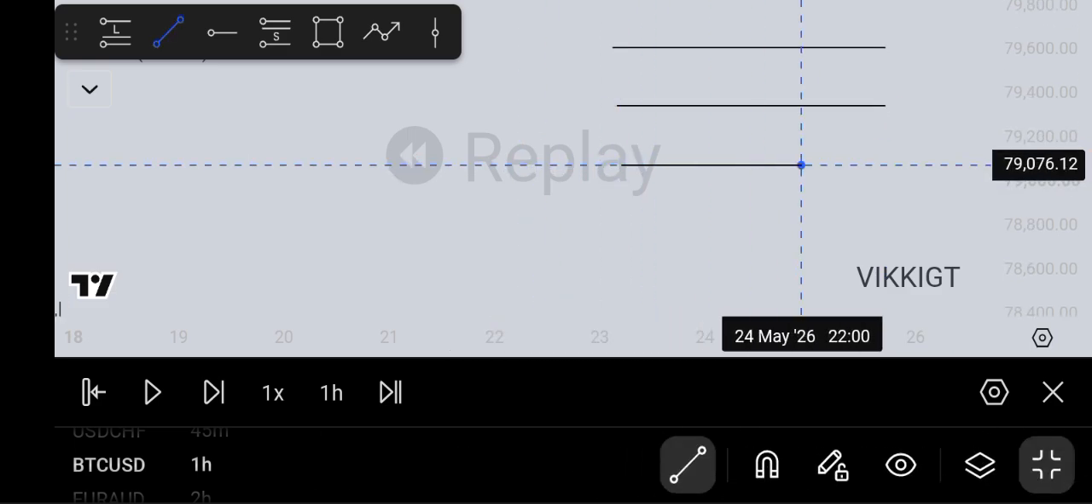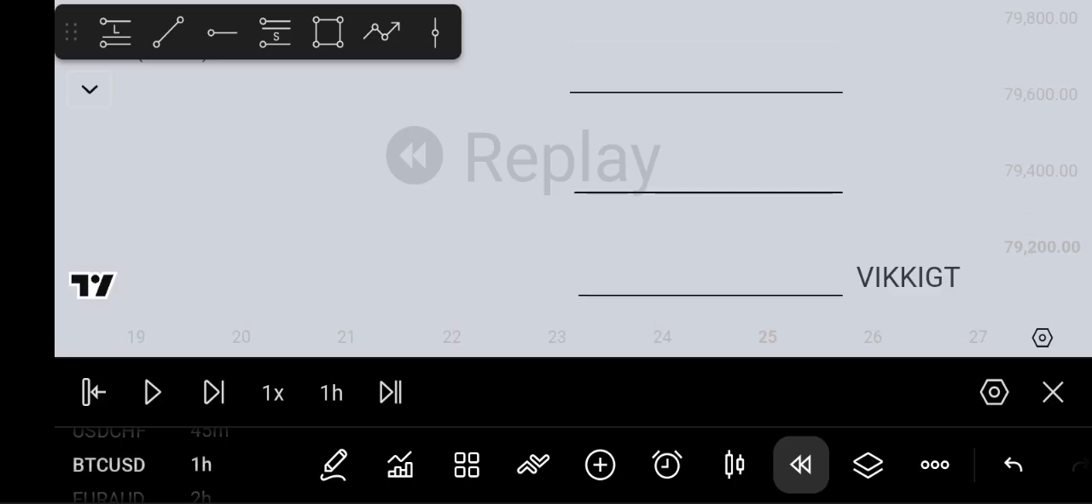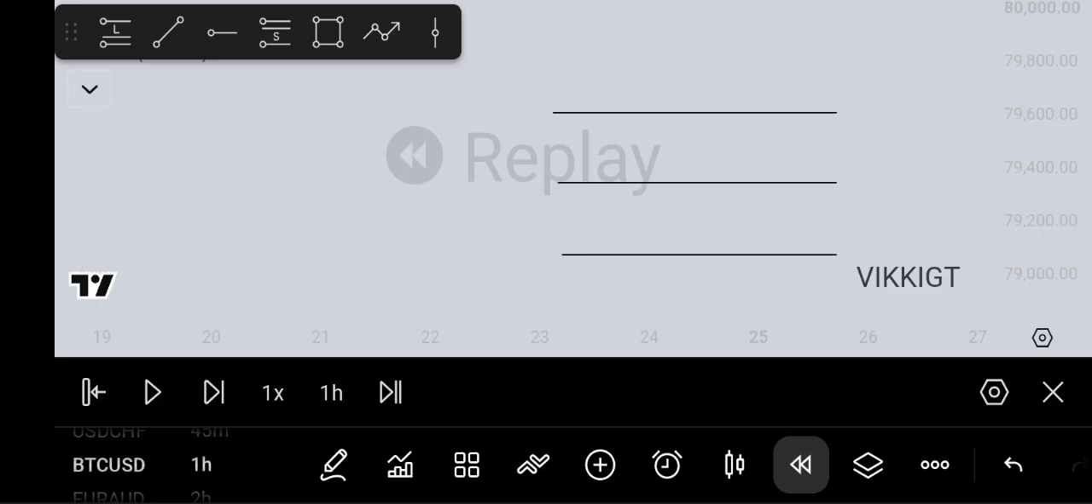And then what next? You pick your entry at a discount or a premium level, depending on whether you're buying or selling, or you refine a higher time frame key level. So that's just the ways. I'll also post it on my Telegram channel, how to go about it.